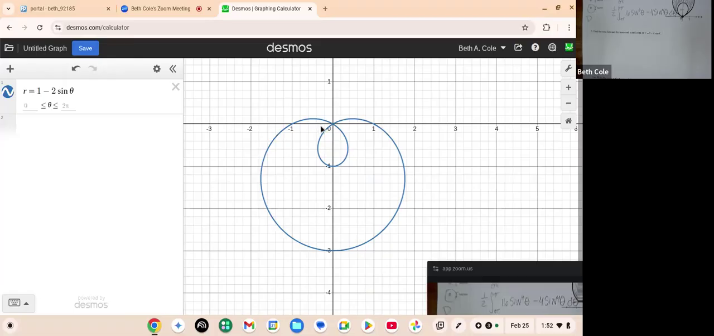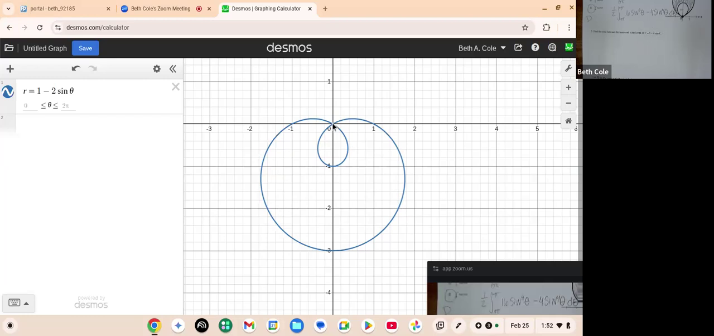Okay, so watch where my cursor is. We want all of this, everything except the inner loop. These don't start and stop at the same amounts of rotation, so we are going to have to do two separate integrals for that, okay? But we're going to do the whole big loop minus the small loop.